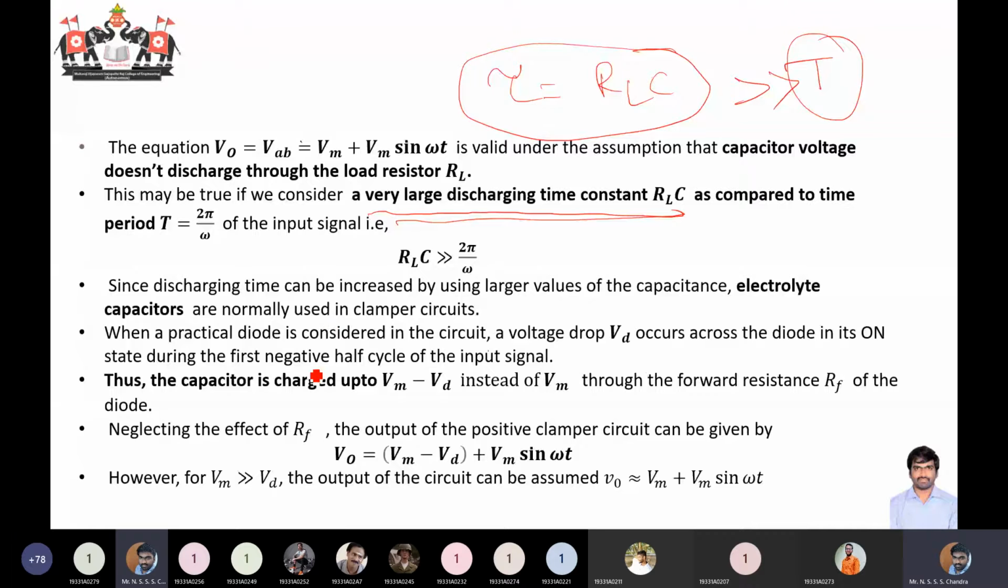Okay, so in the output, instead of V naught is equal to VM plus VM sin omega t, it will be VM minus VD plus VM sin omega t. Sometimes you may neglect this VD value. If the peak voltage of the input supply is very large, then you may omit this VD, because VD is usually about 0.7 for a silicon diode, 0.3 for a germanium diode. So if you neglect this, again it will turn into the ideal diode case, which is V naught is equal to VM plus VM sin omega t.